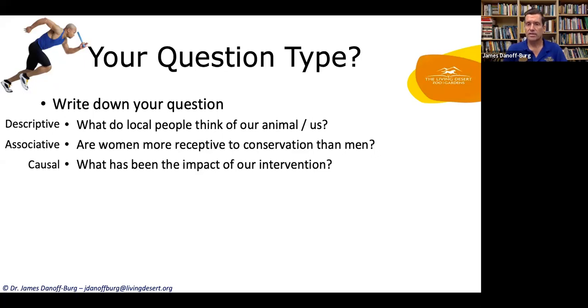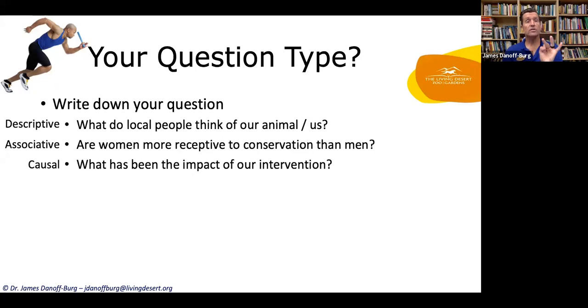What has been the impact of our treatment type of intervention? This is a causal kind of question. If we have done something, did it lead to a cause, or was it the cause for a change? Okay. So descriptive, associative, and causal. Three main kinds of research questions.